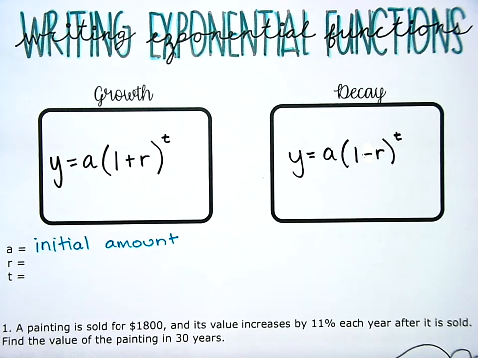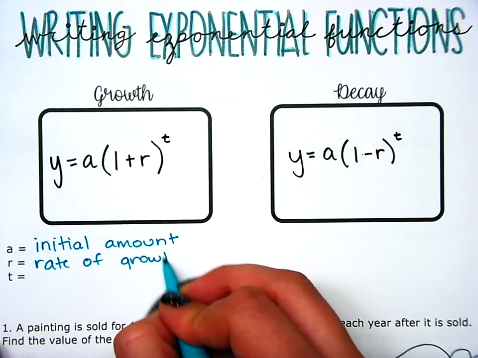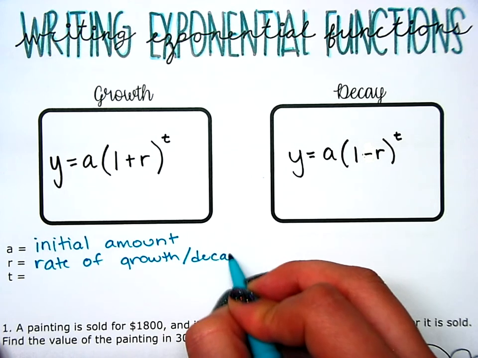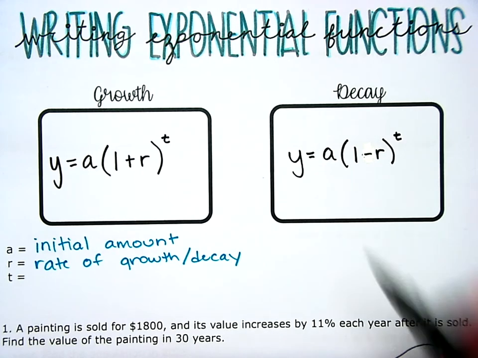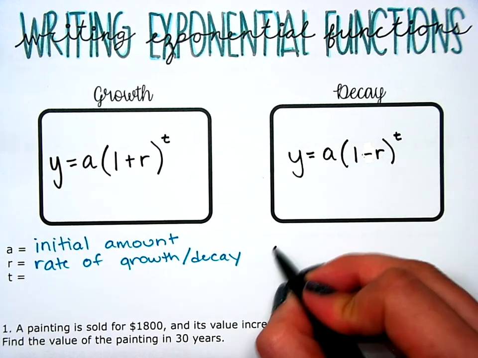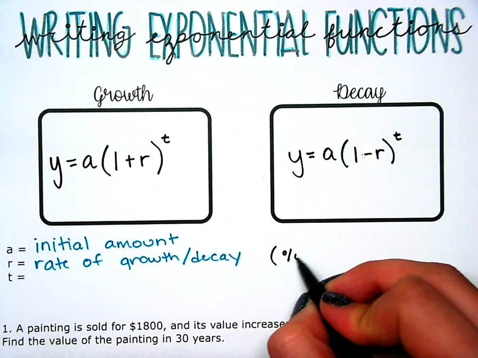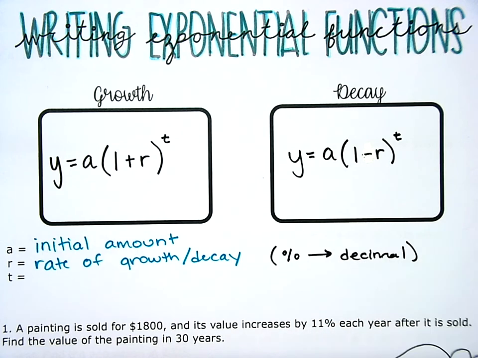The second thing we have is our r value. This is the rate of change, so the rate of growth or decay, just depending on the problem. And for these, we are going to be given percents, but we're going to write them as decimals. So the problems are going to have percents, but when we plug in or substitute our r value in, it needs to be a decimal. So I'm going to remind myself that I'm going to go from percent to a decimal, and we'll do some practice in a moment on that.